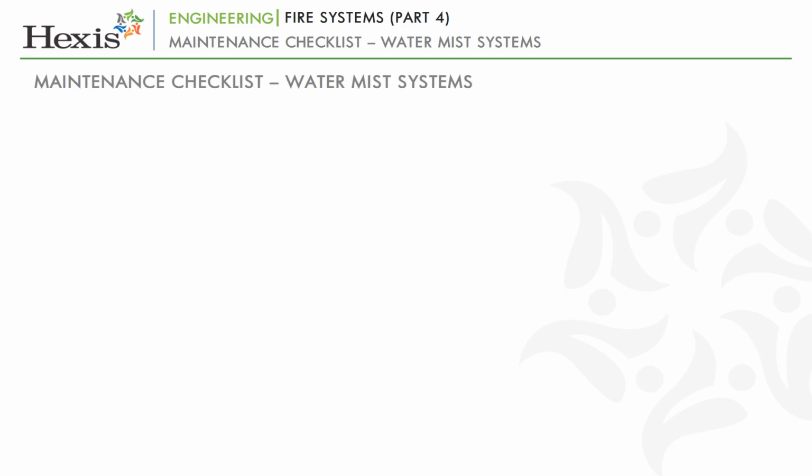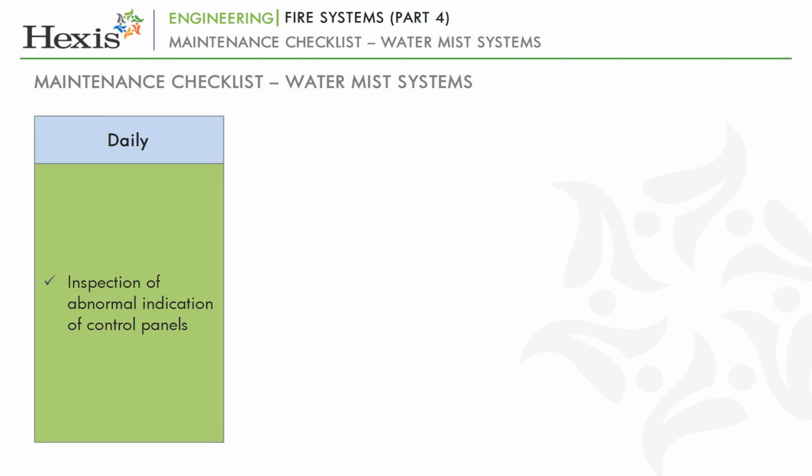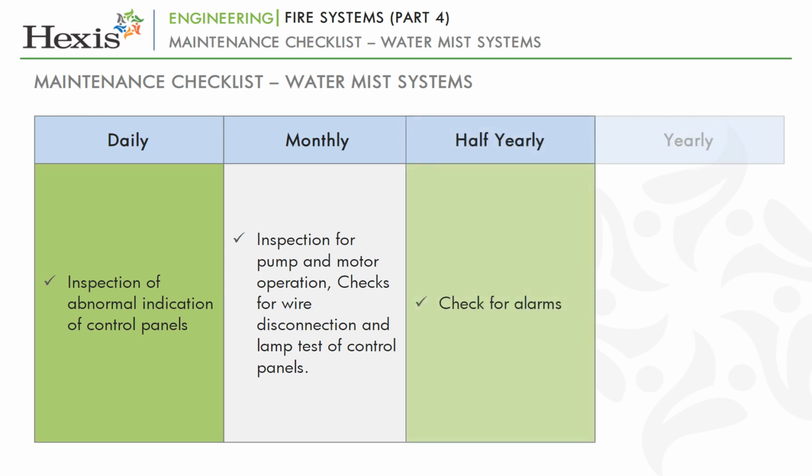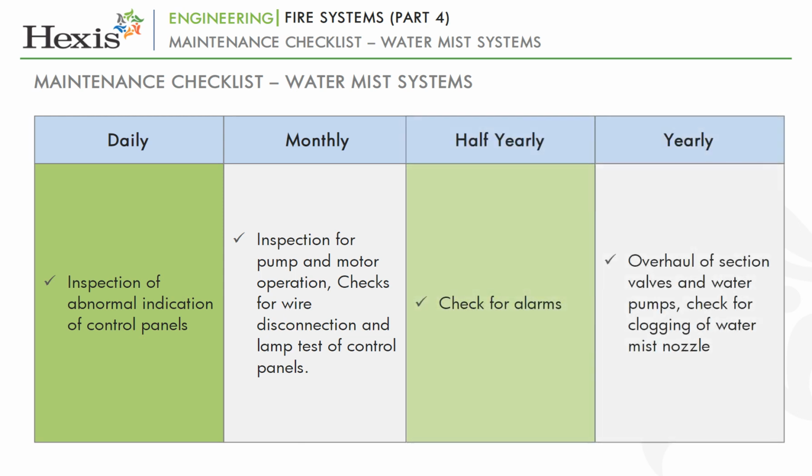The maintenance checklist for water mist systems is divided into daily, monthly, half-yearly and yearly. Let's see what these are. Daily: inspection of abnormal indication of control panels. Monthly: inspection for pump and motor operation, checks for wire disconnection and lamp test of control panels. Half-yearly: check for alarms. Yearly: overhaul of section valves and water pumps.